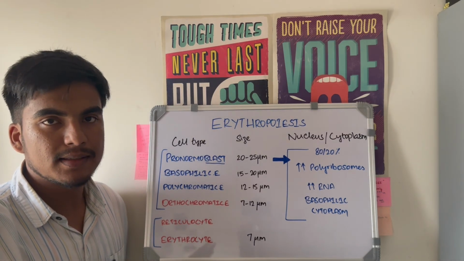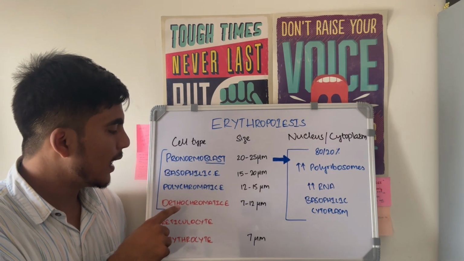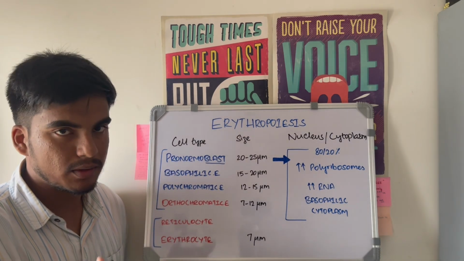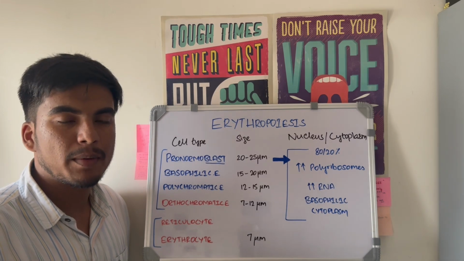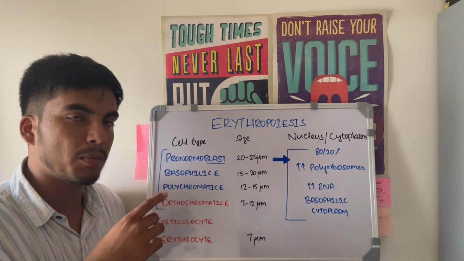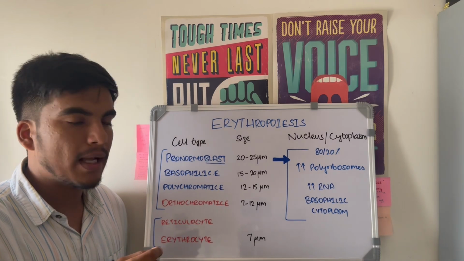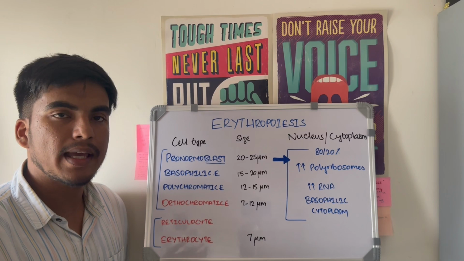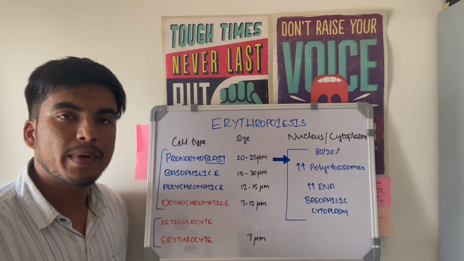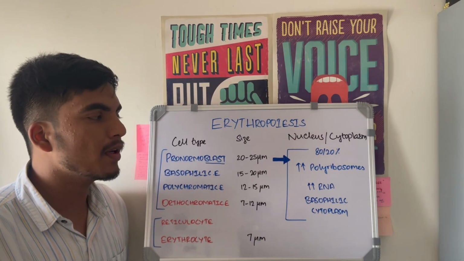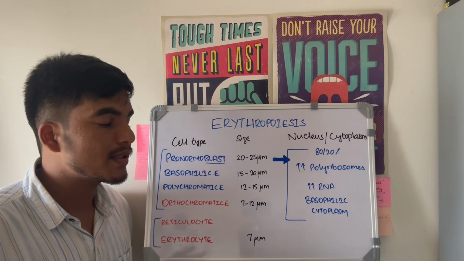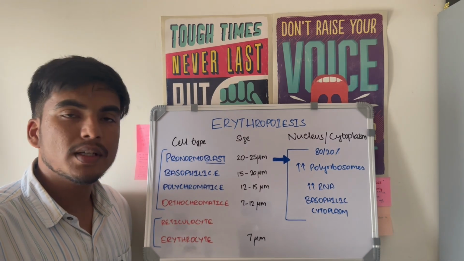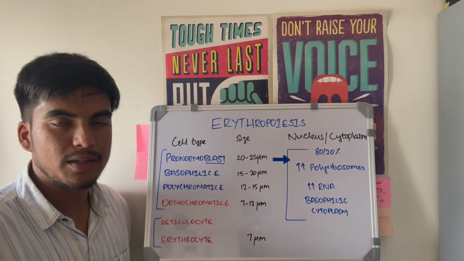There are four types of precursor cells, which are the pronormoblast, basophilic erythroblast, polychromatic erythroblast and orthochromatic erythroblast. The first morphologically identifiable cell of the erythroid series is the pronormoblast. Right? The size of the pronormoblast is 20 to 25 micrometers, and the nucleus to cytoplasm composition is 80 to 20%. Nucleus occupies 80% of the cell and cytoplasm occupies 20%. The cytoplasm is predominated by polyribosomes, due to which there is a high concentration of RNA. It also gives a basophilic characteristic to the cytoplasm.